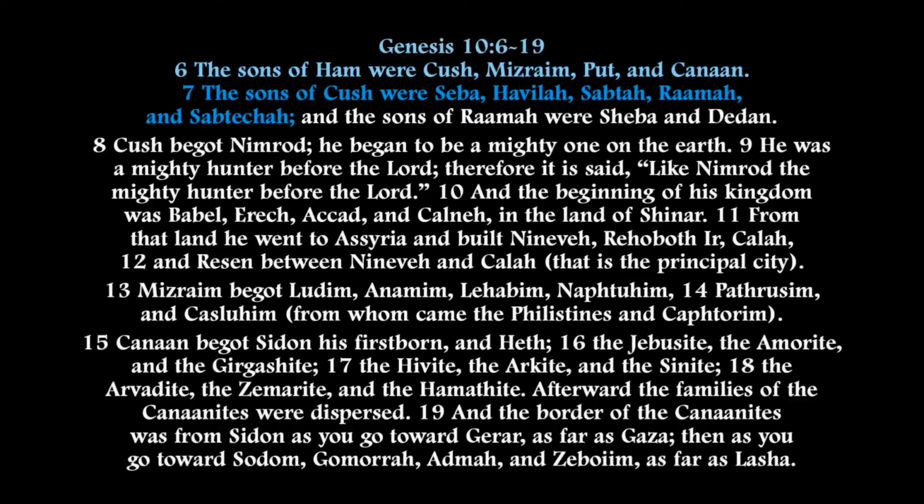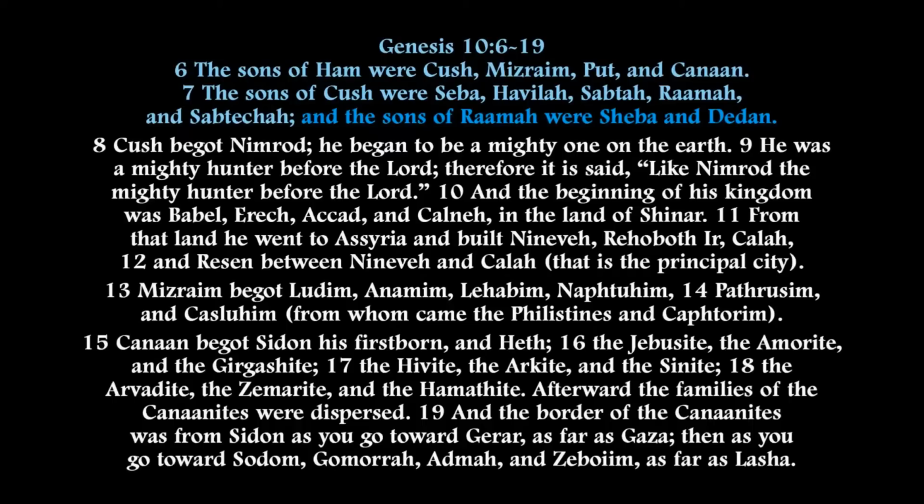And the sons of Cush were Seba, Havilah, Sabtah, Raamah, and Sabteca. Nothing unusual about these names. Then the next ones. And the sons of Raamah were Sheba and Dedan. Again, just regular names, nothing to indicate any plural names.